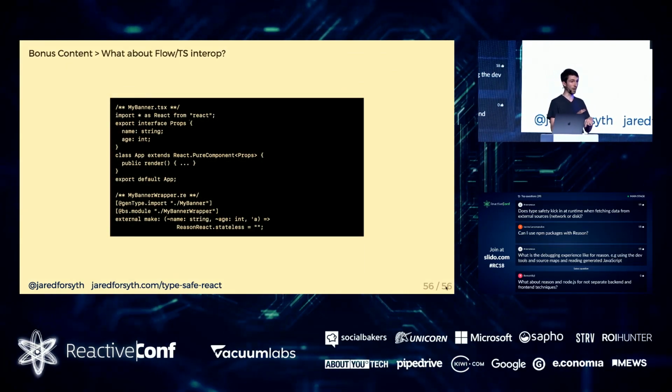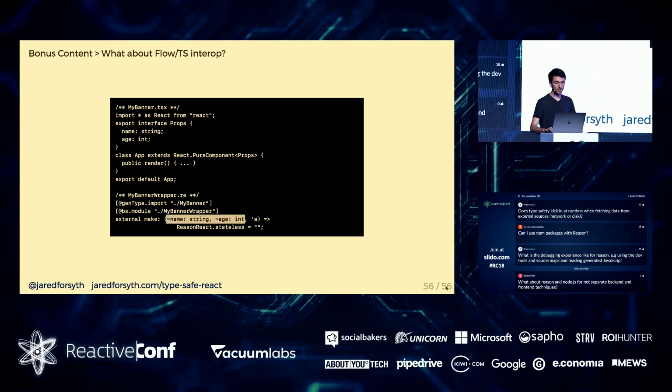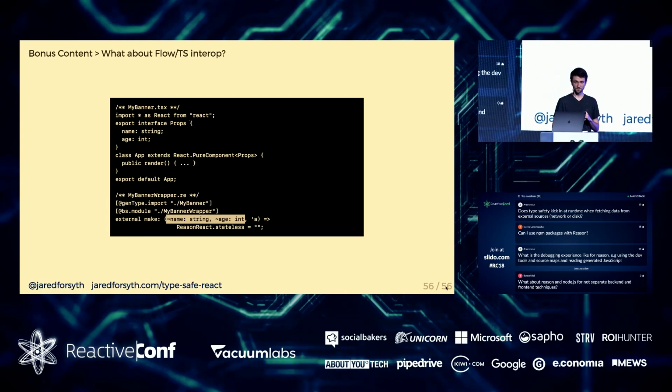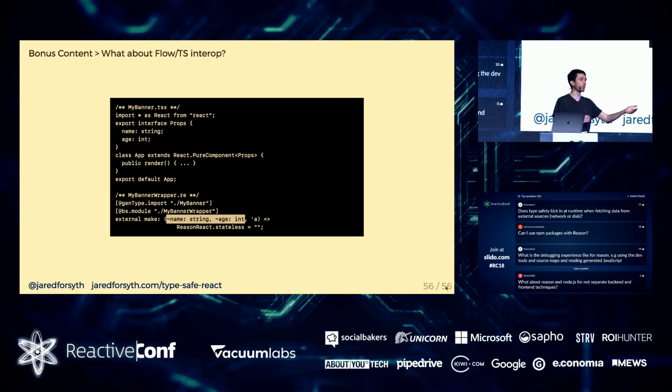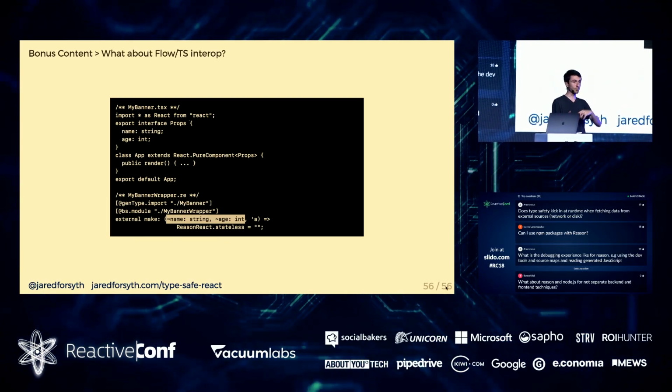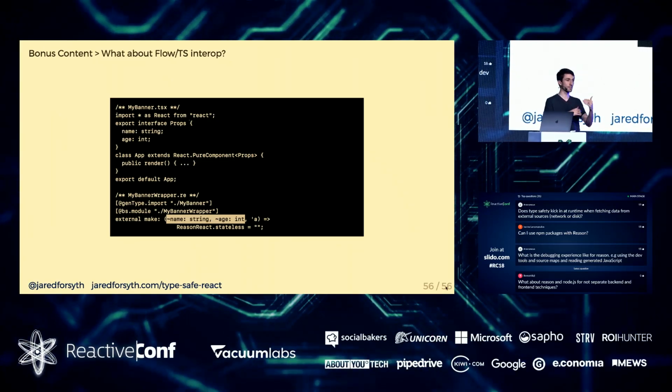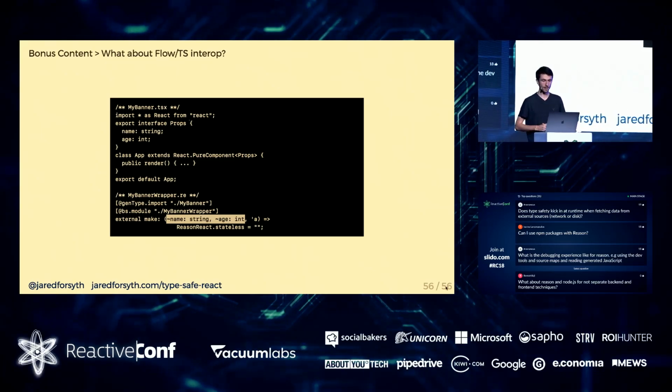And it goes the other way as well, right? So you can do a GenType on your import when you're using, for example, a TypeScript React component from your Reason, and it will generate the interface for you to make sure that all the types line up.